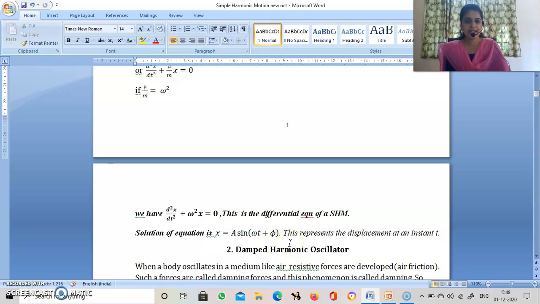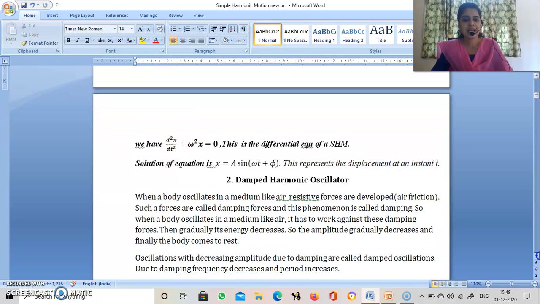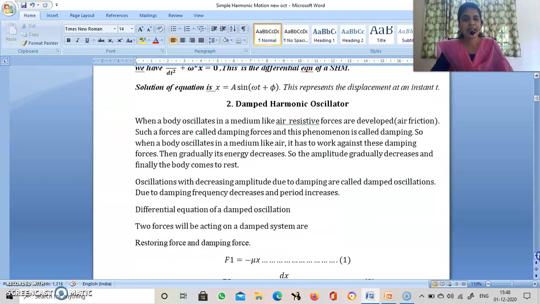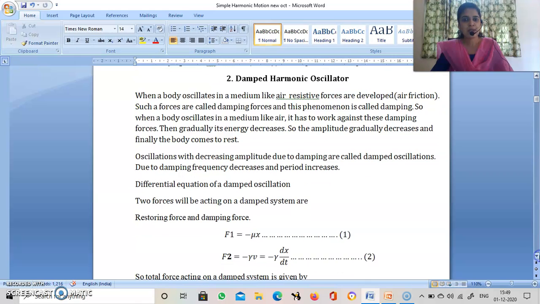This represents the displacement at any instant t, and here in this equation phi represents the initial phase. A is the amplitude. Omega t is called the phase angle. Okay, so this is all about the differential equation of a simple harmonic oscillator. Now we are moving to the first topic in our syllabus, that is the damped harmonic oscillator and its differential equation. So let us see what is a damped harmonic oscillator.